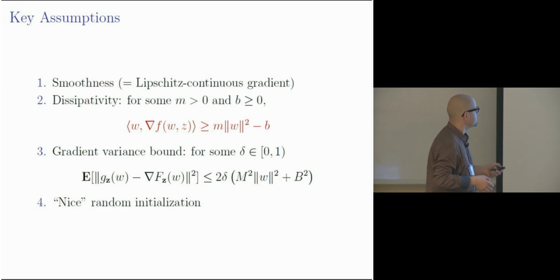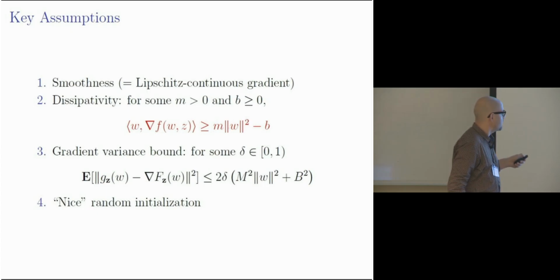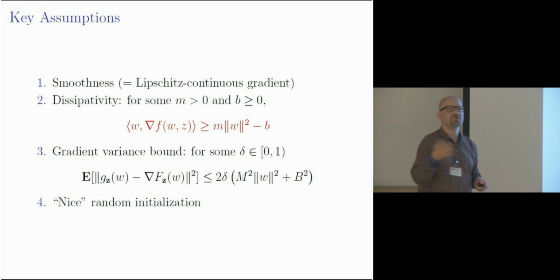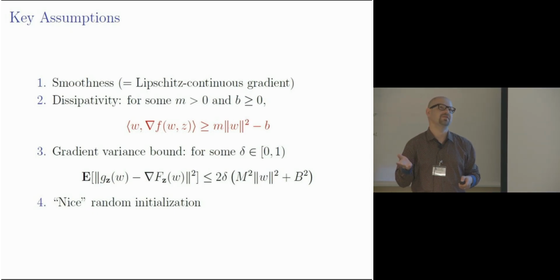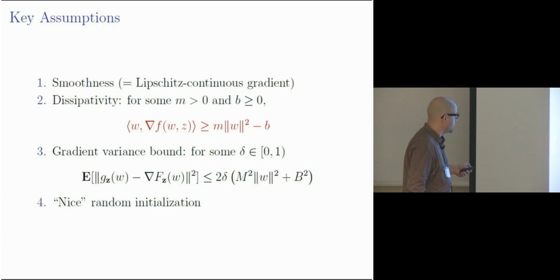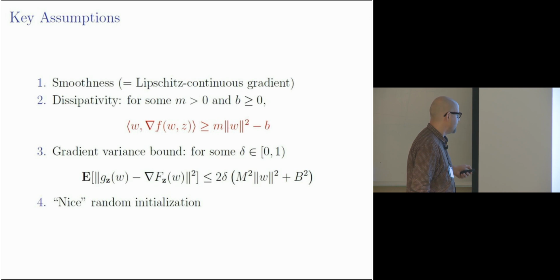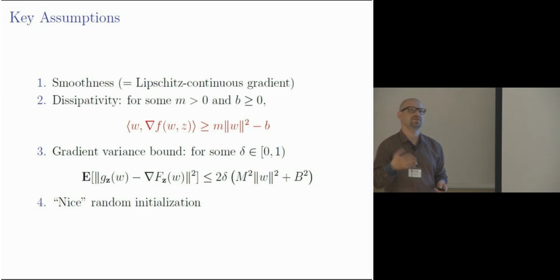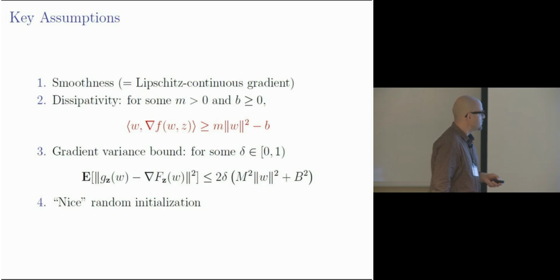The more important assumption is something that we call dissipativity, and the name comes from the theory of dynamical systems, but essentially we have this bound: the projection of the gradient at any point W onto that vector is lower bounded by a quadratic function of the norm minus some slack. So we see that this function has to grow at least quadratically at infinity. And it turns out that this is actually a crucial property for the results. Then there's a gradient variance bound on the noise, and quote-unquote nice random initialization just means that you initialize from some well-behaved density, let's say a Gaussian with small enough variance.